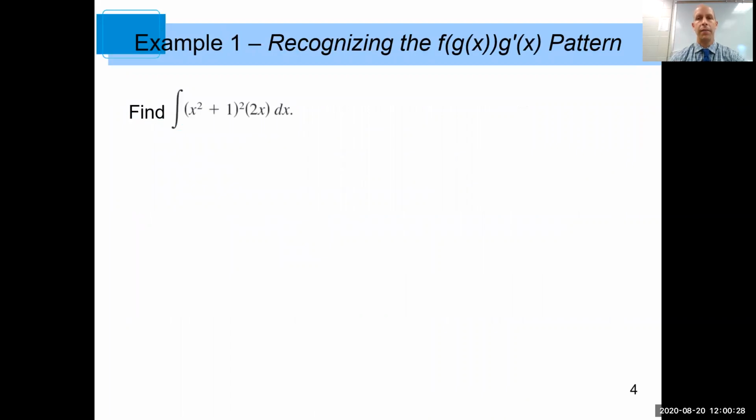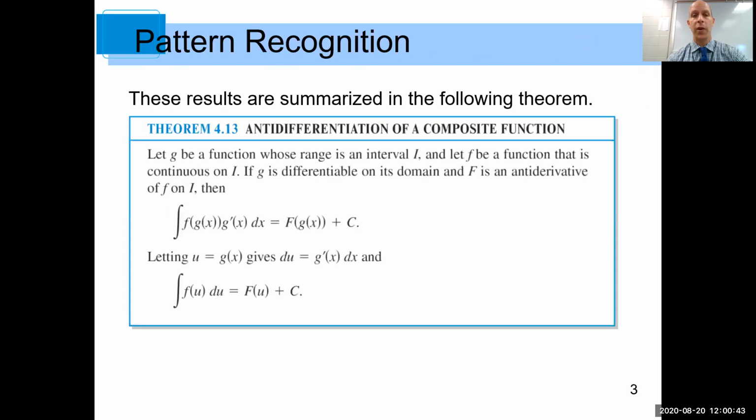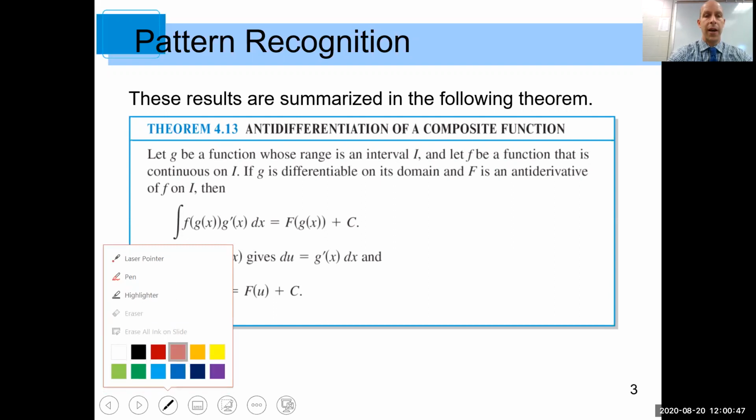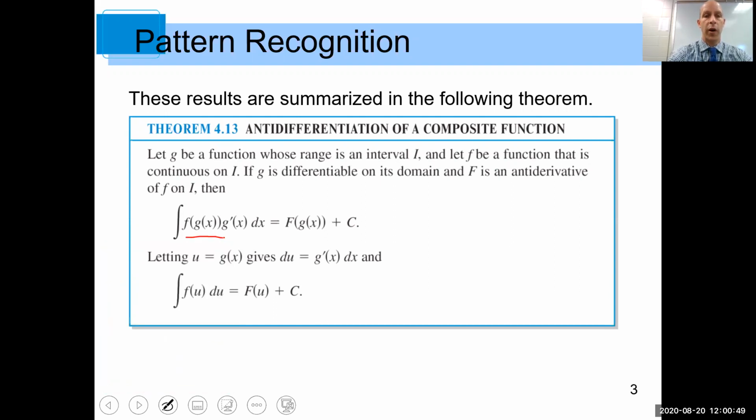I claim that if you look at this integral, it looks really hard and complex, but you should almost be able to just look at it and guess what the answer is. Maybe I should say an educated guess. Here's what this is saying: if you recognize that you've got a composition of functions where the derivative of that composite function is also a factor in the integrand, then the integral is very simple.